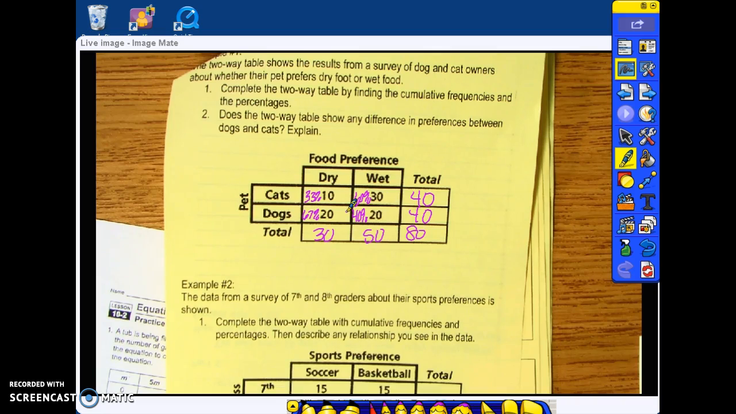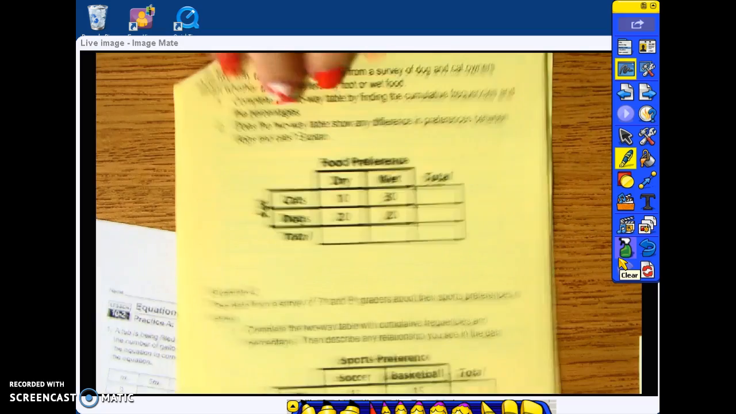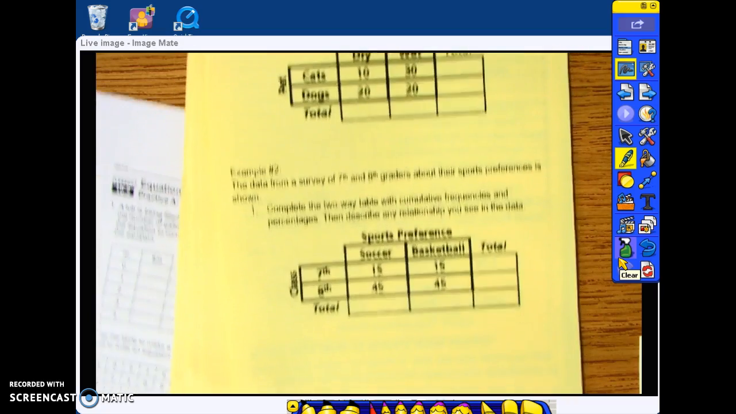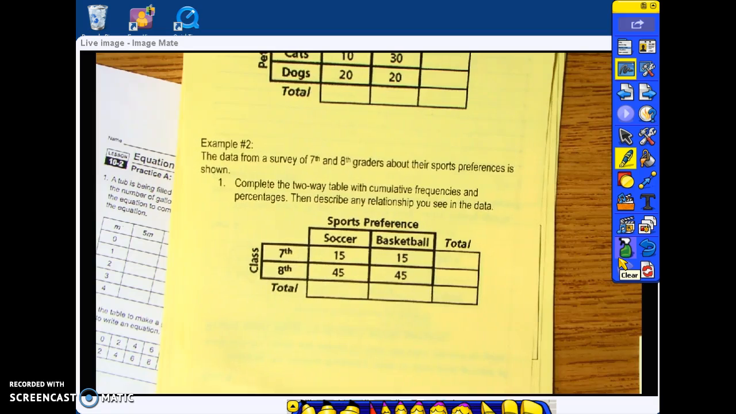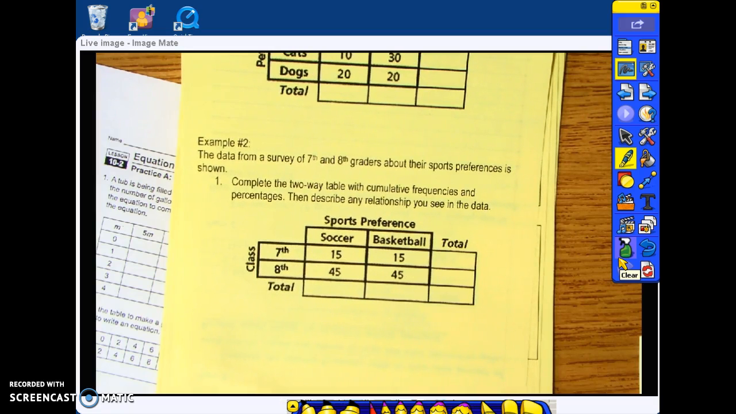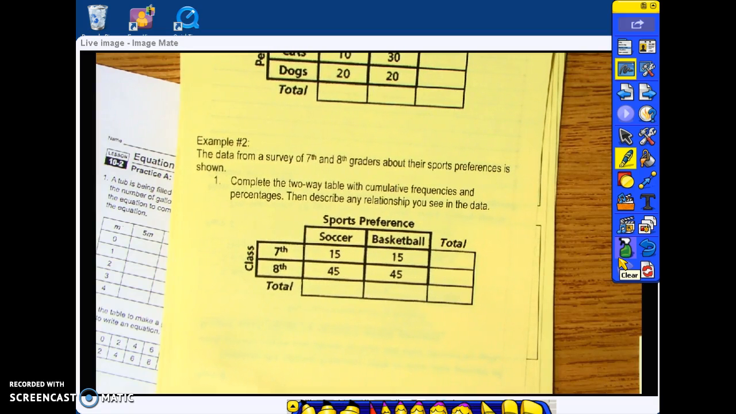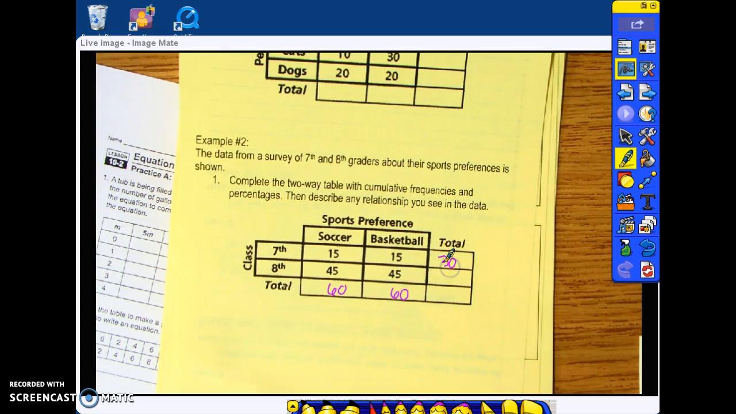All right, look at example 2. The survey of 7th and 8th graders about their sports preferences is shown. Complete the two-way table with cumulative frequencies and percentages, then describe any relationship you see. So we've got 15 plus 45, which is 60. We have 30 7th graders, 90 8th graders to give us 120. All right, so we've completed it.